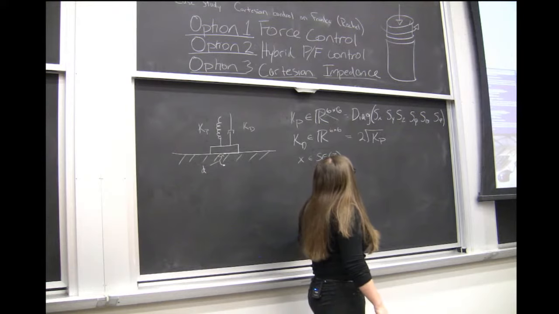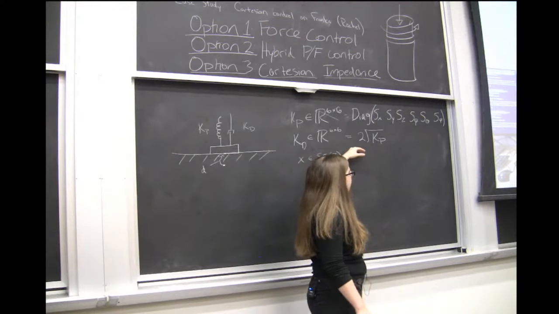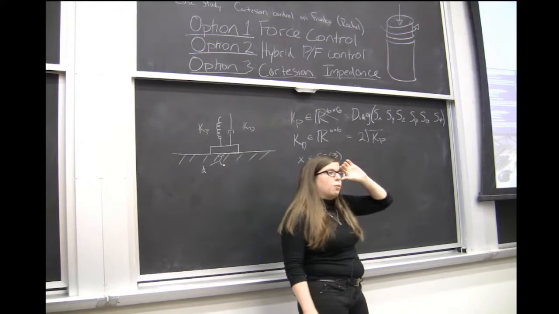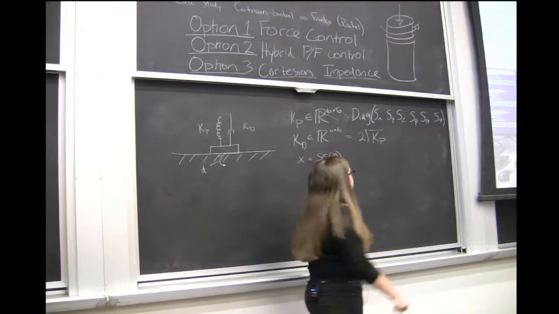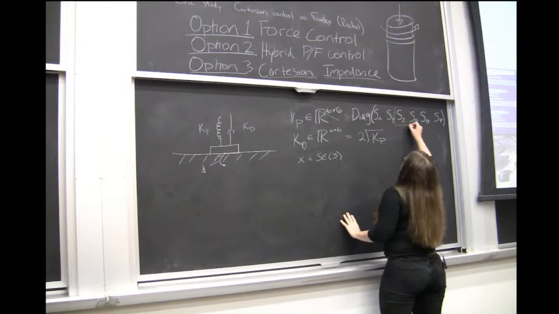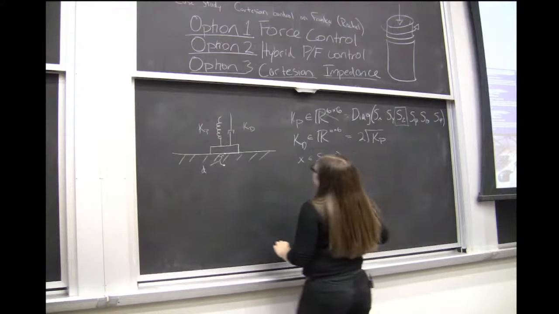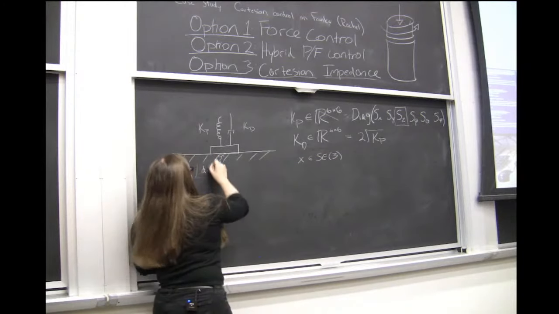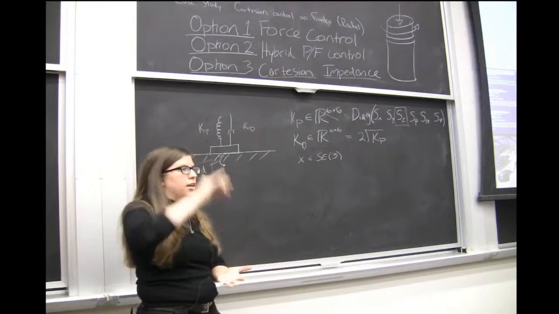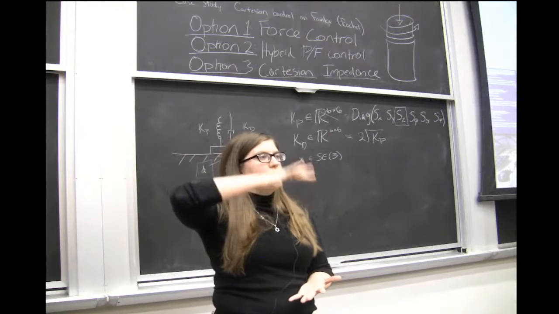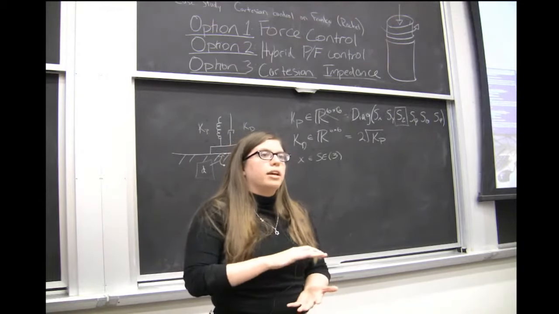Cool. Okay. So we have our stiffness and our damping matrix. We have a lot less to specify. Let's think about, what stiffness do we want in the z direction, and what is this offset d? What do I need my spring stiffness to be and my offset to be if I want to exert force down?